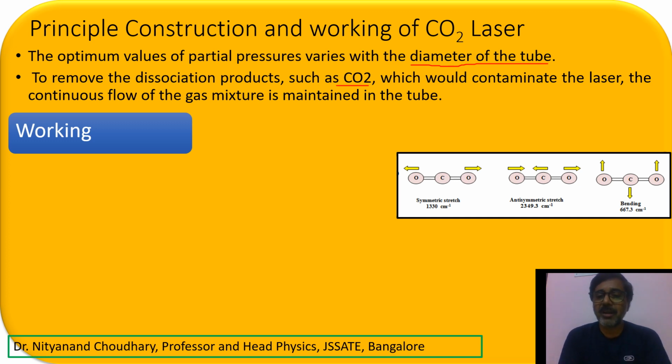Now this is your carbon dioxide laser. When you are exciting the carbon dioxide molecule, it is found in three energy states. Those three energy states are called symmetric, asymmetric, and bending. Here I have represented this with the diagram. One I am calling symmetric, another I am calling antisymmetric, and the third I am calling bending. Let's try to understand this.